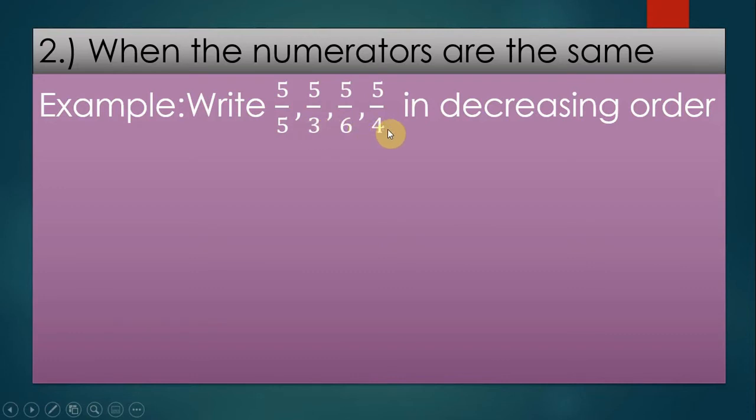The fraction having the greater value, when the numerators are the same, is the one whose denominator has the lesser number. So it's 3. This is the fraction having the greatest value. So the arrangement is 5 over 3, 5 over 4, 5 over 5, 5 over 6. You compare only the denominators: 3, 4, 5, 6.